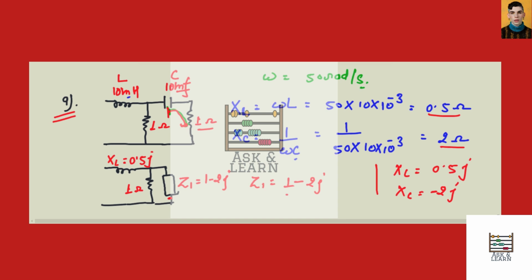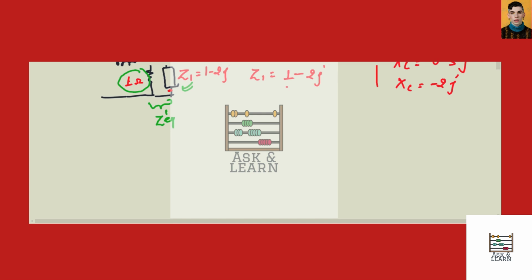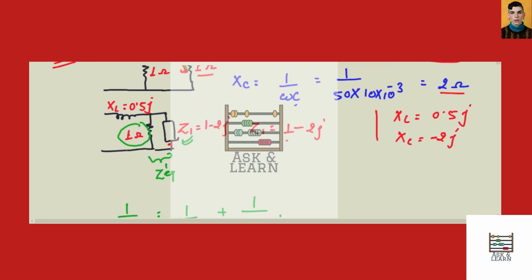Now what you can see is the 1 ohm resistor and this impedance are both in parallel combination. Let's suppose this is the Z equivalent prime. So 1 upon Z equivalent prime is equal to 1 upon the first element, that is 1 upon 1, plus the second one, 1 upon 1 minus 2J, right? This is our Z equivalent prime. This is not our Z equivalent because XL, as you can see, is still remaining. So now let's proceed further.